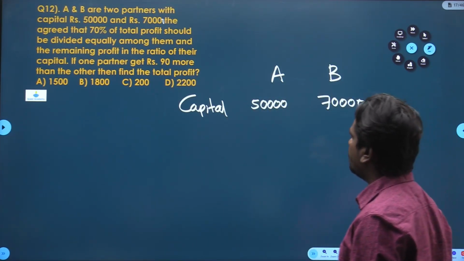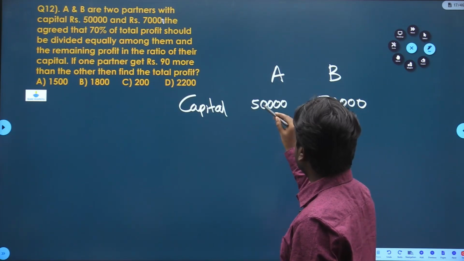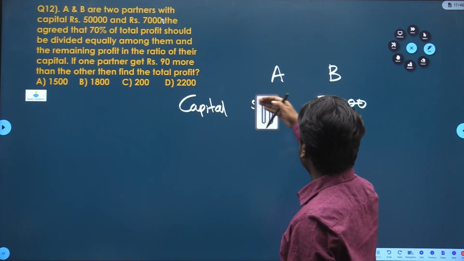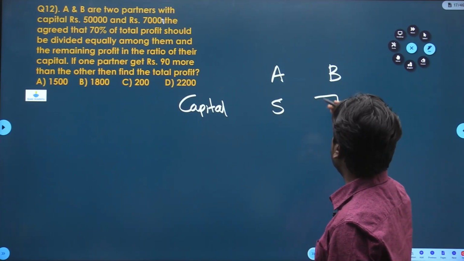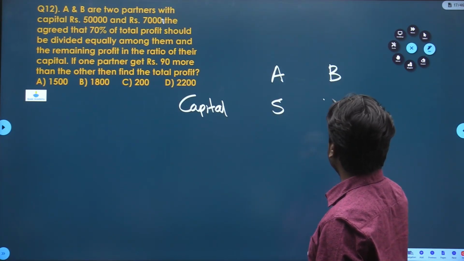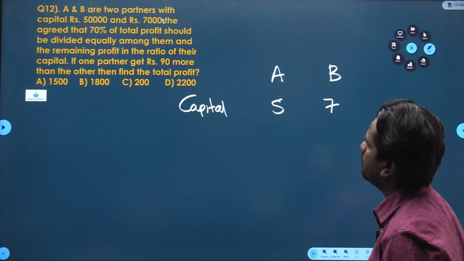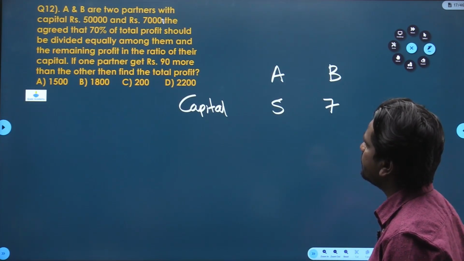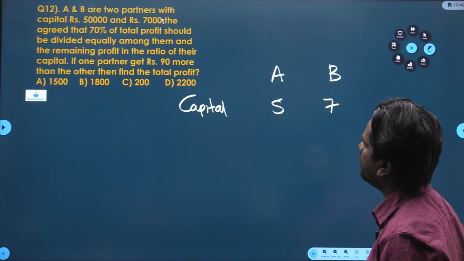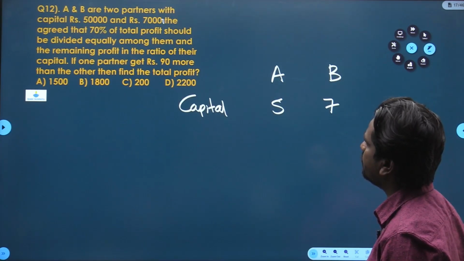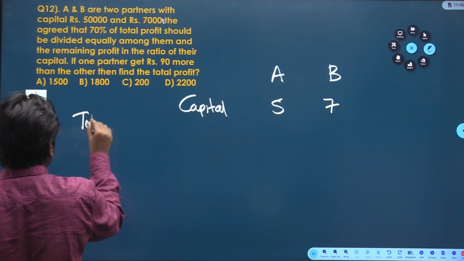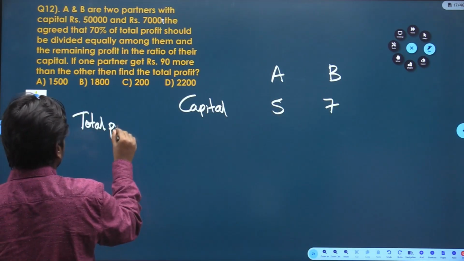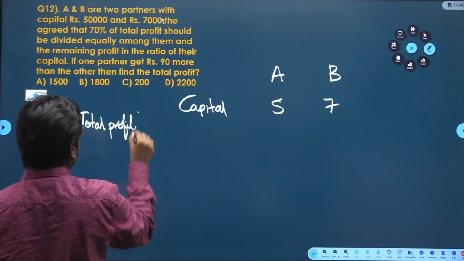So the ratio is 5:7. Now they have agreed that 70% of the total profit should be divided equally among them, and the remaining profit in the ratio of their capital. For example, the total profit is 100%.